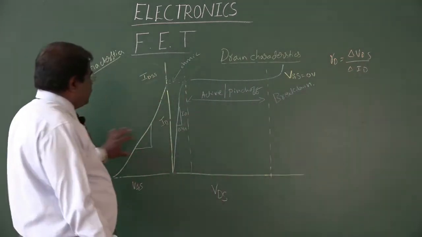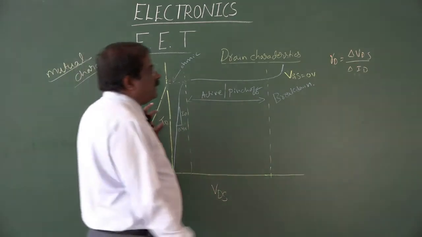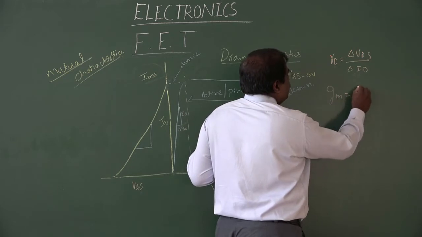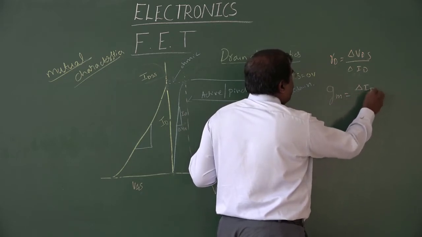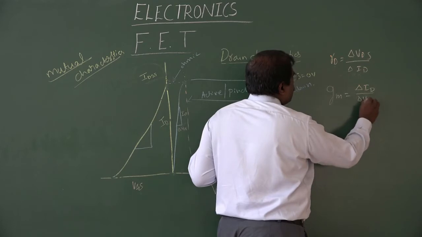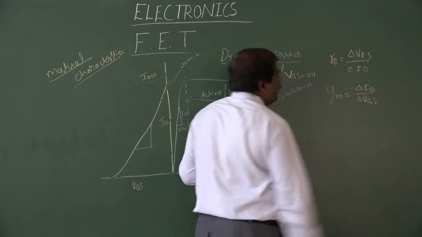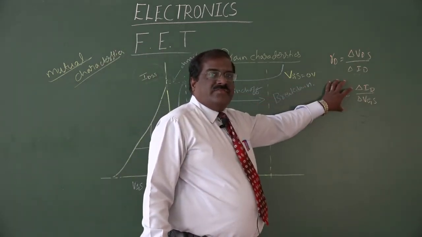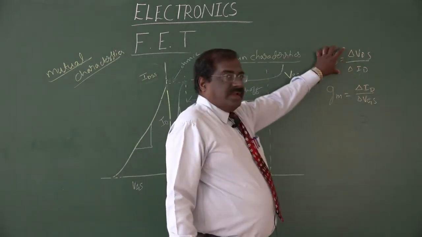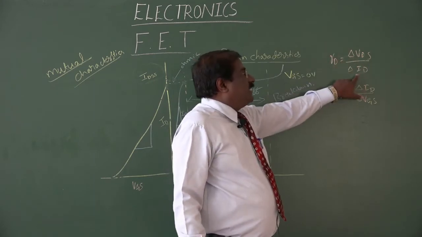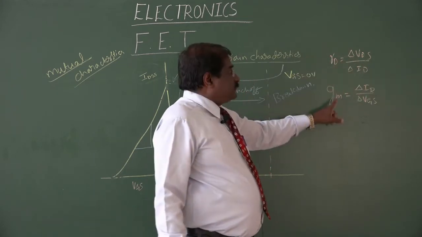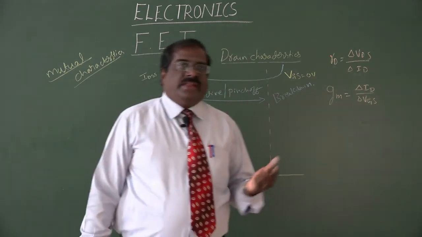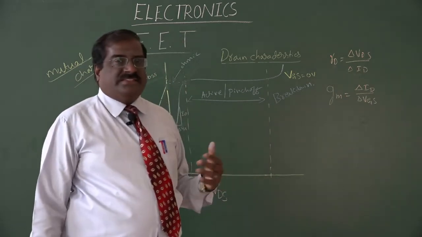At the same case, take the slope of this one, that is what we declare as GM, that is called transconductance, delta ID by delta VGS. That is the transconductance of the field effect transistors. So one is drain resistance, delta VDS by delta ID, and GM is transconductance, delta ID by delta VGS. Transconductance is nothing but just the opposite of resistance.